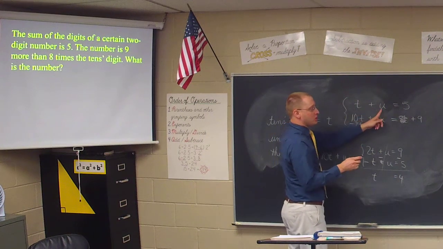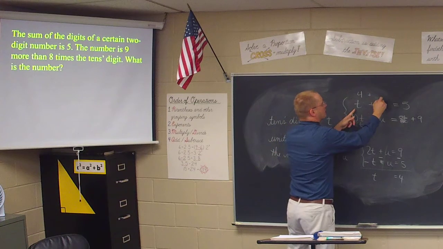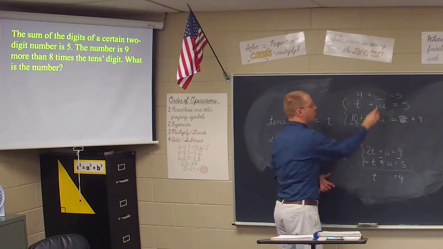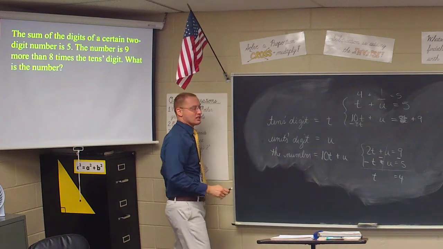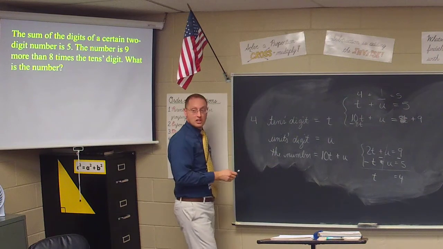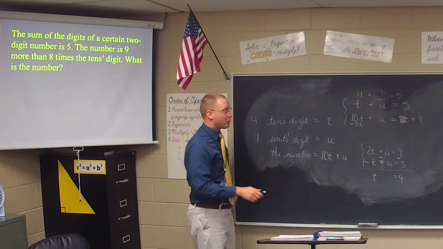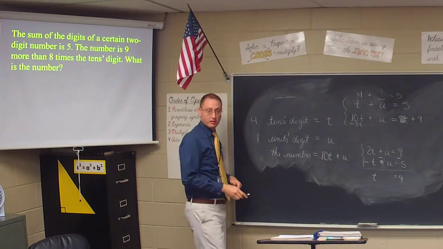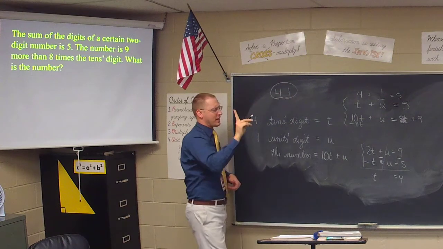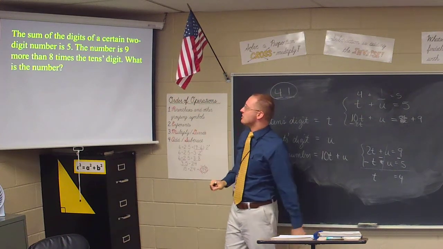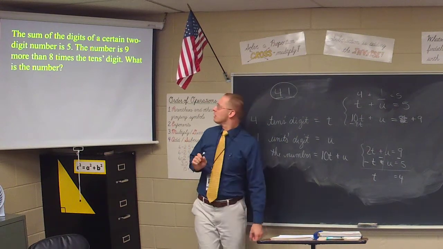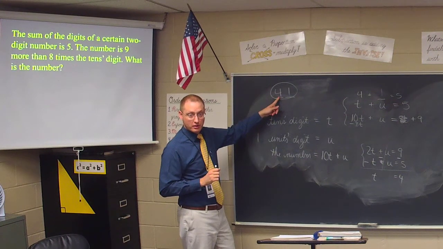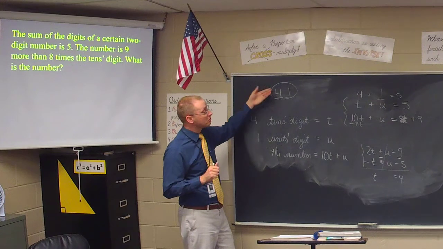And since t plus u equals 5, 4 plus what equals 5, Brecken? 4 plus 1. So apparently, Brecken, the tens digit is 4, and the units digit is 1. Class, if I told you I have a 2-digit number, and the tens digit is a 4 and the units digit is a 1, what would the number be? 41. Let's see if that's accurate. It said in the second sentence that the number is 9 more than 8 times the tens digit. What is 8 times the tens digit? 32. 9 more than that is 41.